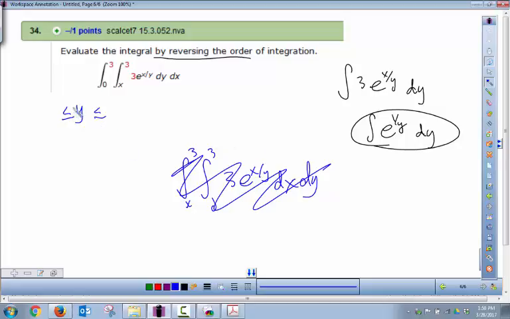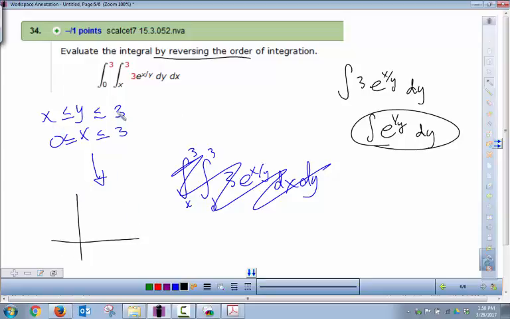Right. So what you need to do is you need to write the limits out. So y limits go from x to 3. Do you see that? And x limits go from 0 to 3. So then you would graph it. Y goes from x to 3. Y is equal to x. Y is equal to 3. Right? And x goes from 0 to 3.